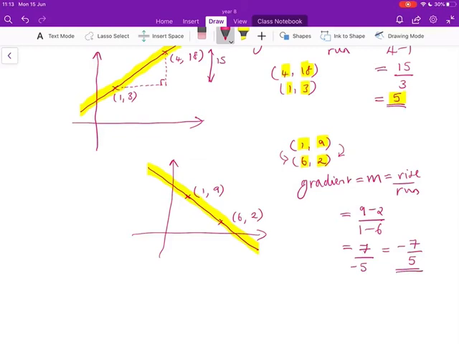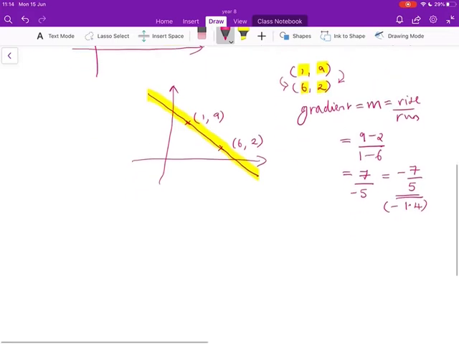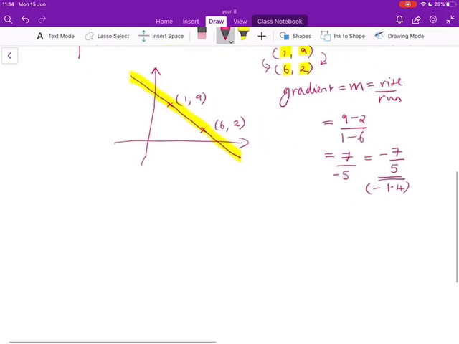So that's not a particularly nice value. It's just going to be minus 7/5. And it's best there probably to leave that as a fraction. You could put it as minus 1.4. You could put it as a decimal instead. So that's got a negative gradient. It's sloping downhill. Let's look at another one with a negative gradient.